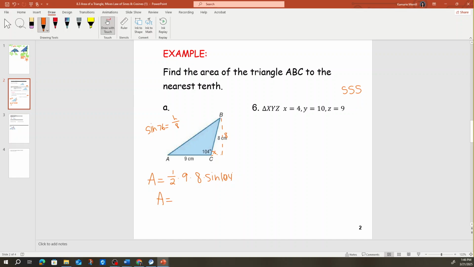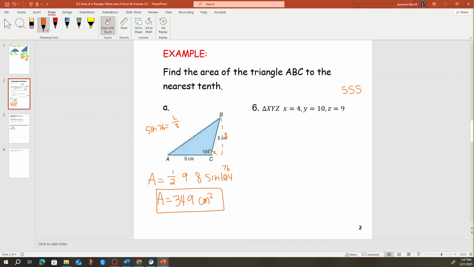Does anybody have the answer to this one, just so we have it in our notes? Everybody take the time to find it. And again, we could have used 70. Did I say 76? Is it 76 or 74? 76, okay. I wrote it down wrong here. But what do you guys get for this one's area? It's in centimeters, so let's write the units as well. 34.9. You should have got 34.9 centimeters squared.